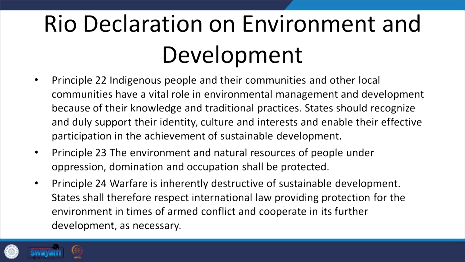Principle 24 states warfare is inherently destructive of sustainable development and that the states shall respect international law in order to reduce the armed conflict. That is why we have seen very few wars after World War II that have taken place. This is because of the very strong international policies which are in place.